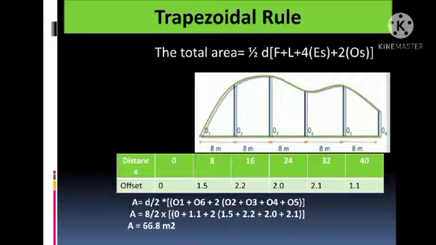Trapezoidal rule example. A is equal to D upon 2 (O1 plus O6 plus 2(O2 plus O3 plus O4 plus O5)). A is equal to 8 upon 2 into (0 plus 1.1 plus 2(1.5 plus 2.2 plus 2.0 plus 2.1)). A is equal to 66.8 m2.